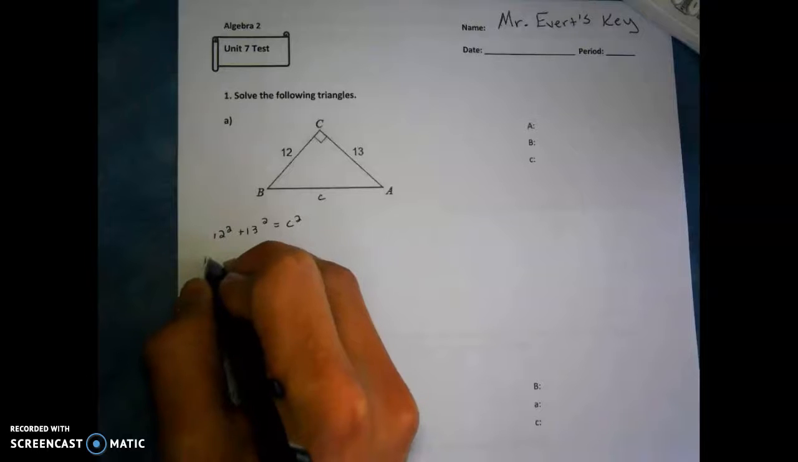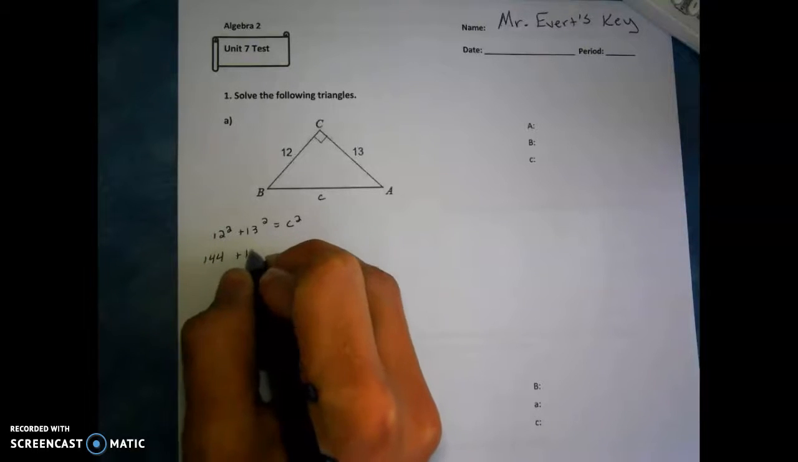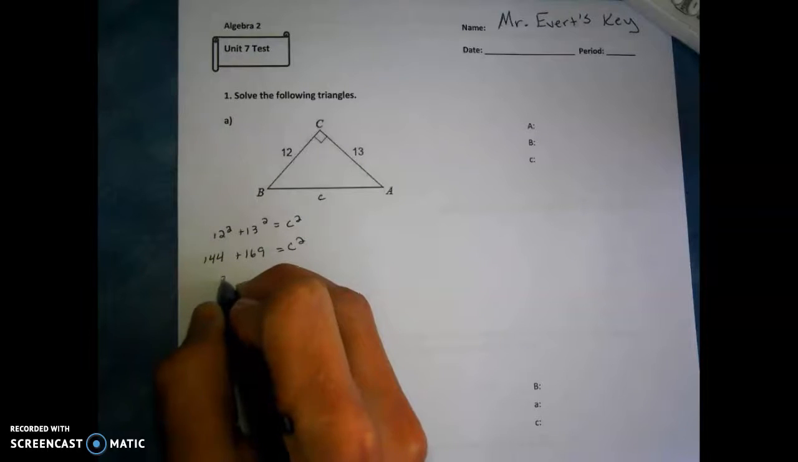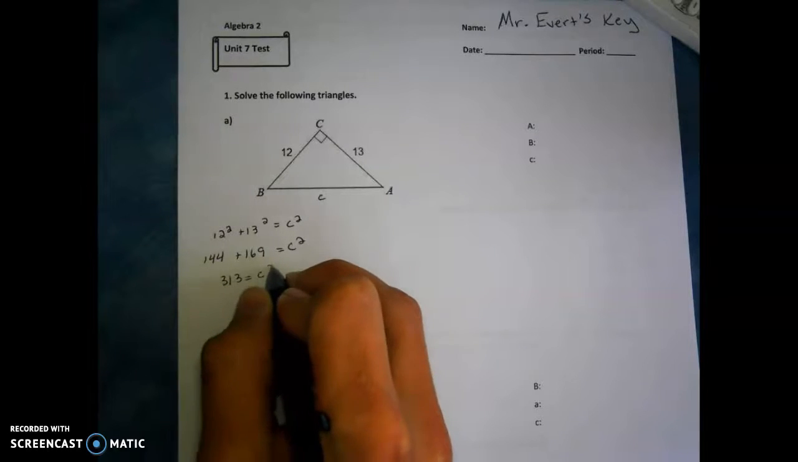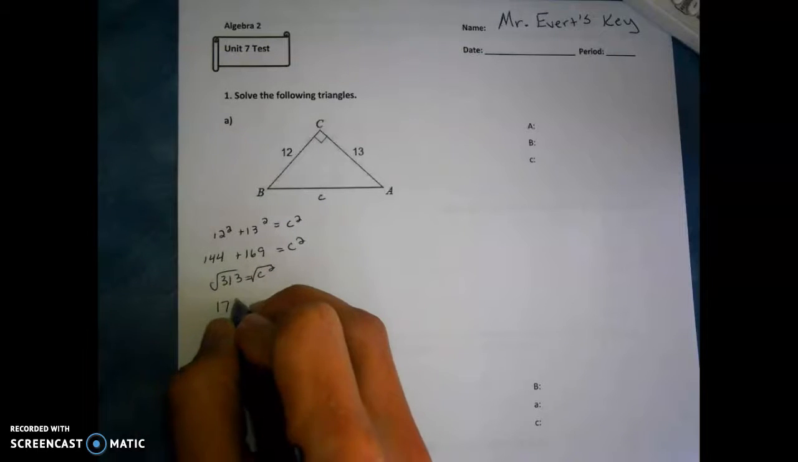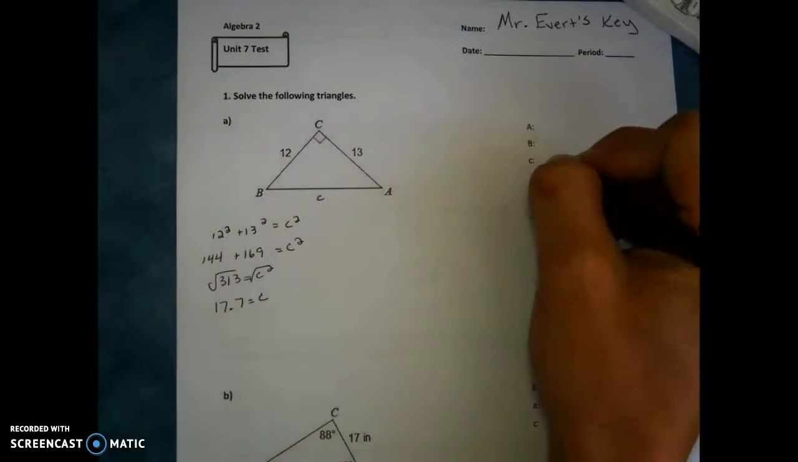Okay, that gives me 144 plus 169 is equal to c squared, which gives me 313 is equal to c squared. Square root, we get 17.7 is equal to c. Okay, so there's that one.